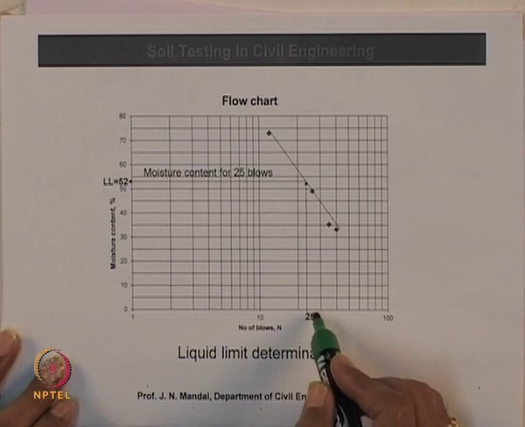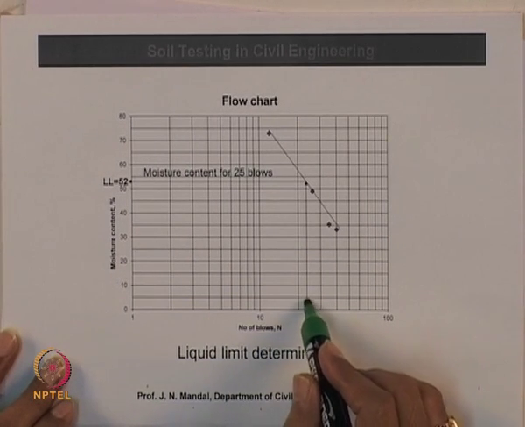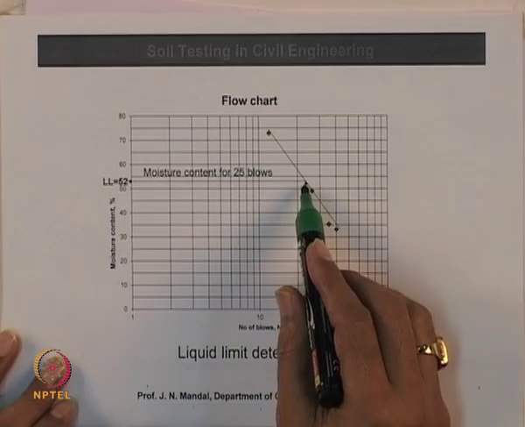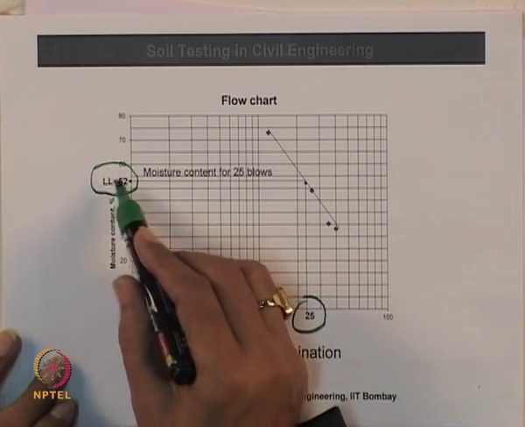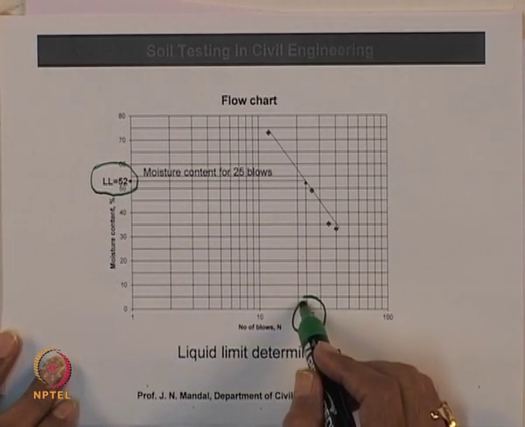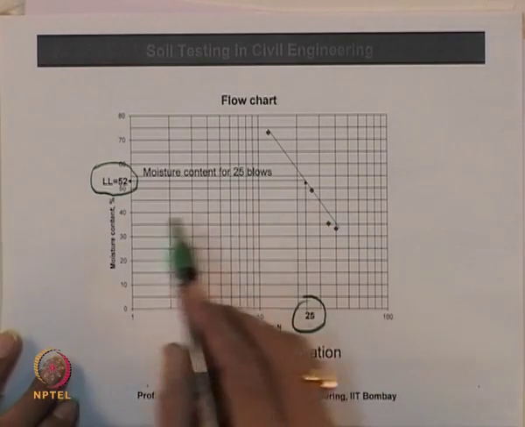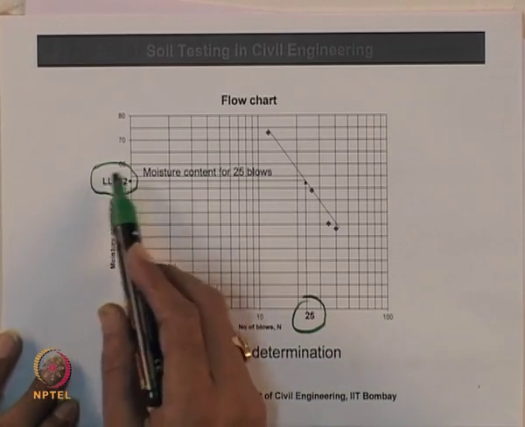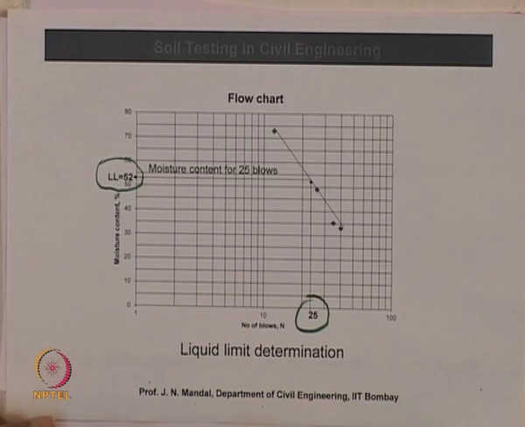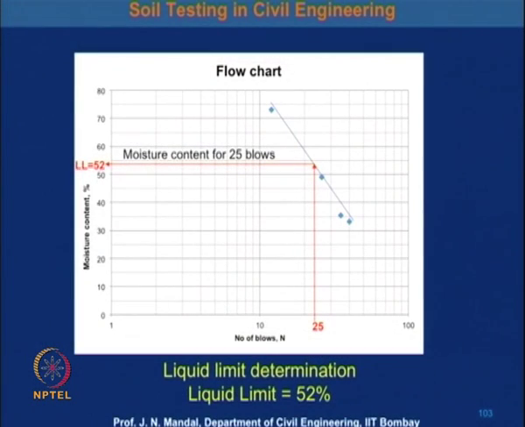For a particular number of blows, let us say 25, you can determine the moisture content, or the liquid limit. So, for 25 blows, you can determine what the liquid limit of the soil will be. Here the liquid limit of the soil is 52%. So, from the flow chart you can determine the liquid limit of the soil sample.